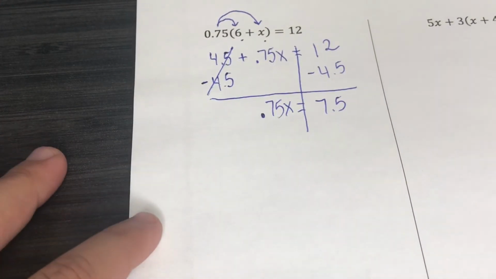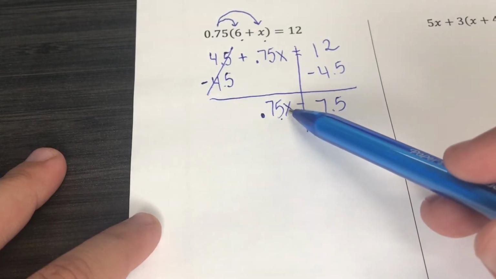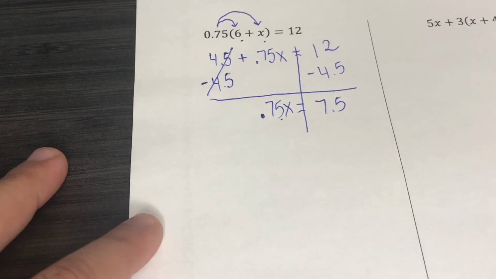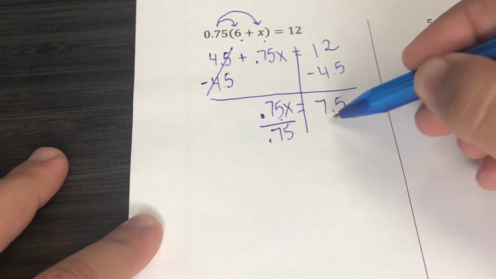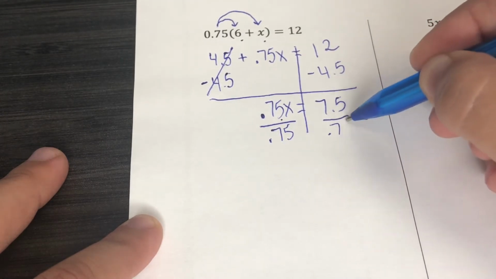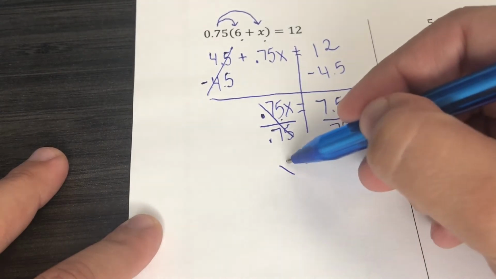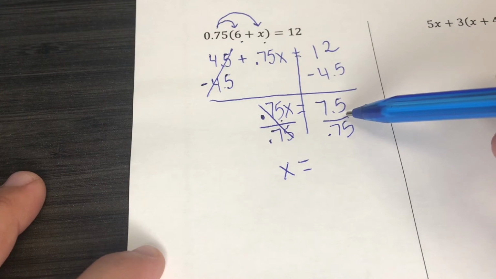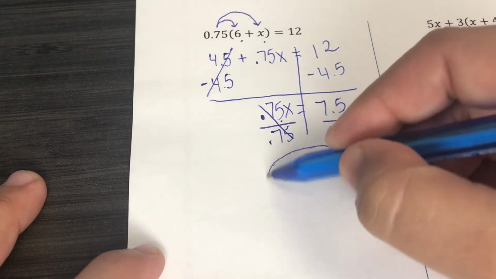Now, we're almost done. We only have one more step. Right now, we have 0.75 being multiplied by x. So to undo multiplication, we use the inverse operation of division. We're going to divide both sides by 0.75. It cancels out on the left just like we'd like, so we have only x, and 7.5 divided by 0.75 is 10. So x is equal to 10.